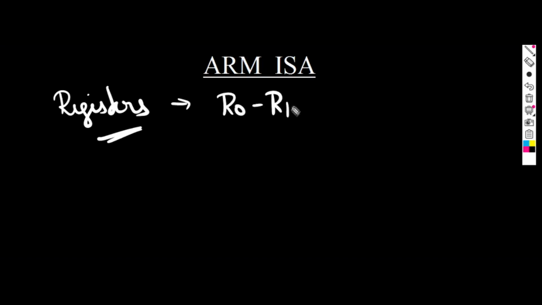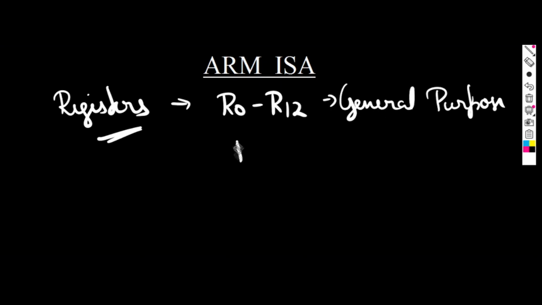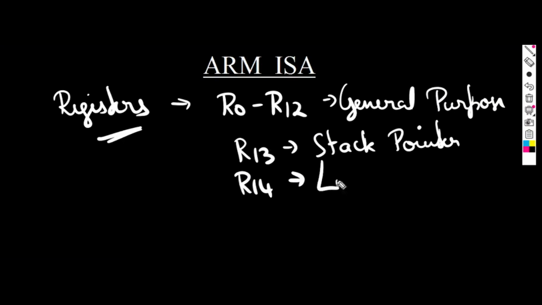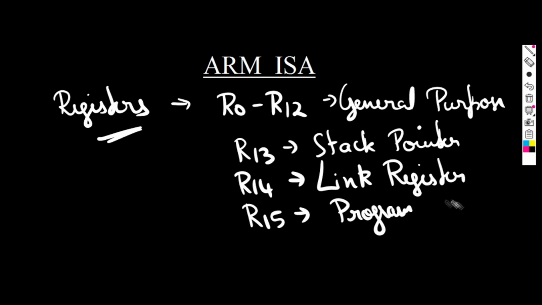Okay. Processors use registers to store and work with data. These registers are super fast, tiny storage units inside the CPU. The important things you should know about registers are: R0 to R12 are general purpose registers, R13 is the stack pointer, R14 is the link register, and R15 is the program counter. So R13, R14, R15 are special purpose registers, while R0 to R12 are general purpose registers.